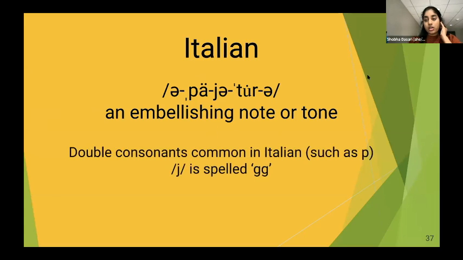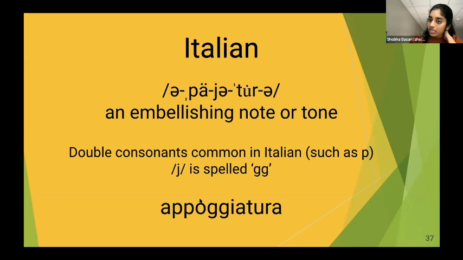Okay, so some hints here. The double consonant is common in Italian. One example that we see here is the P, a consonant that is repeated twice. And then the J sound is spelled with the GG, or GGI actually in this case. And so the correct spelling for this would be APPOGGIATURA, appoggiatura.